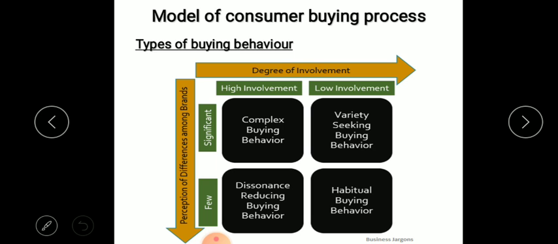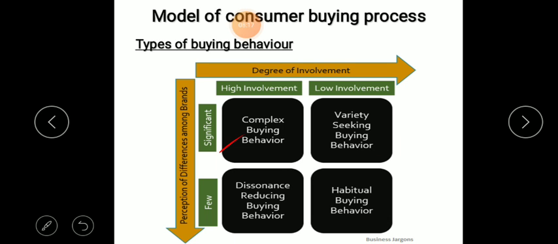Then comes the other thing, that is the model of consumer buying process. Now this buying process, the types of buying behavior, we have seen in semester number 4 as well. So what is this consumer buying process, or consumer buying behavior? We have seen previously also that there are four types of buying behavior. First one, the complex buying behavior. Second one, dissonance reducing buying behavior. Third one, variety seeking buying behavior. And lastly, habitual buying behavior.